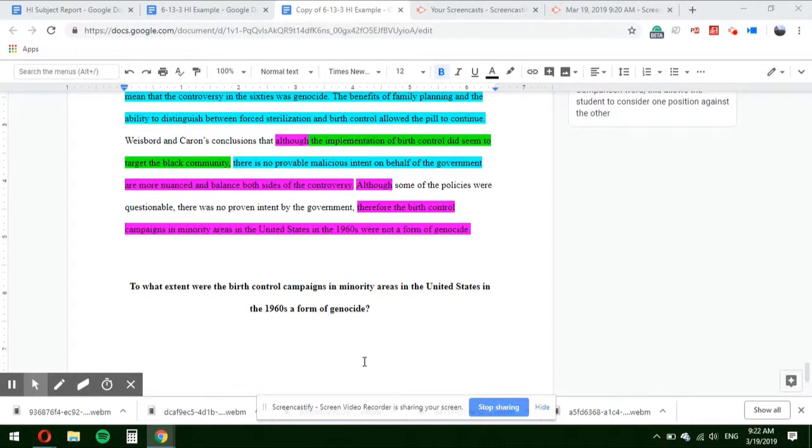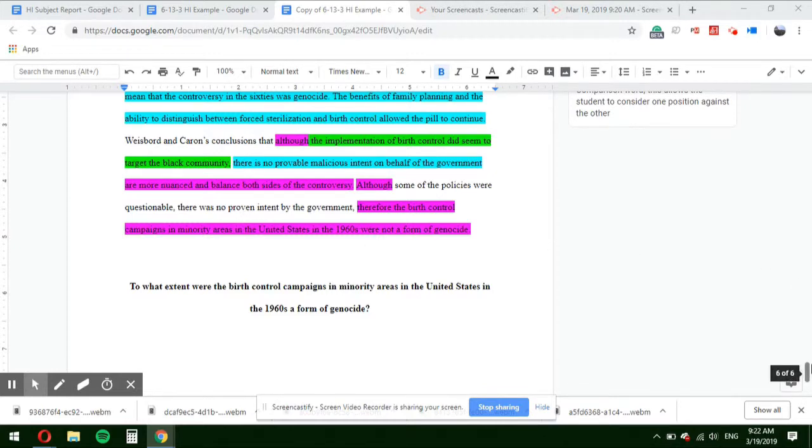And so if we look back at the original research question that the student asked, to what extent were the birth control campaigns in minority areas in the United States in the 1960s a form of genocide? The very last sentence in this investigation answers this question. The birth control campaigns in minority areas in the United States in the 1960s were not a form of genocide. The student mirrors her previous language in order to clearly state the answer that they have come to in this investigation. And so the last two sentences here make a final judgment.